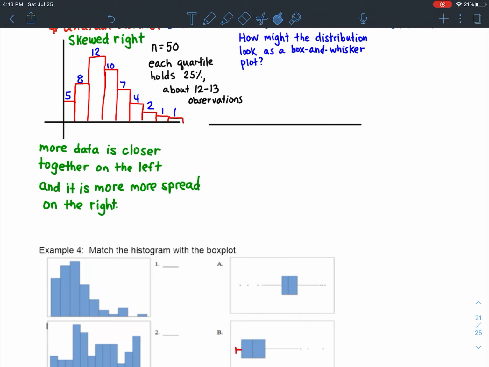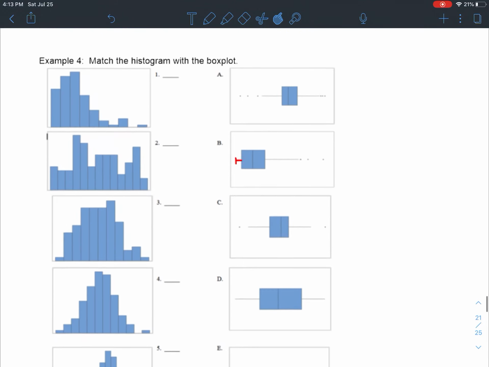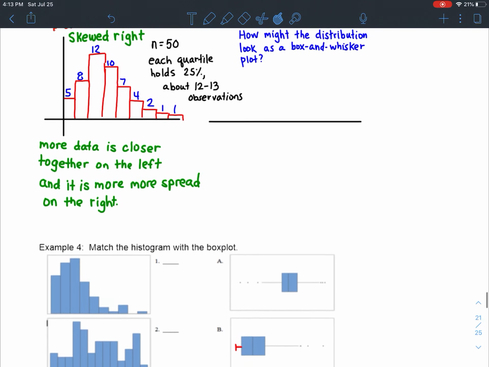say, a histogram and put that data into a box and whisker plot. Because we're going to do a little matching activity here at the bottom, but I want to talk through this first because it can be a little challenging here to convert back and forth from a histogram to a box and whisker plot. So I have a sample histogram here. You can see it's somewhat skewed to the right. There are 50 pieces of data in this.